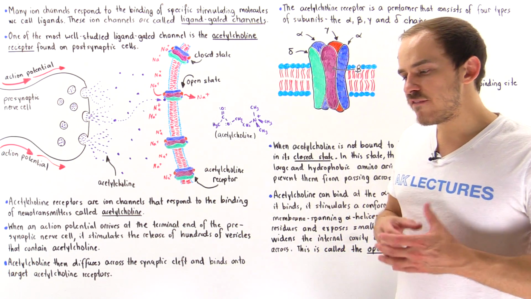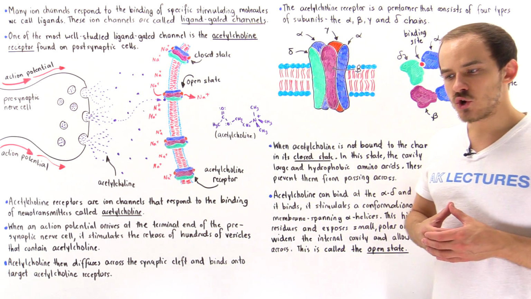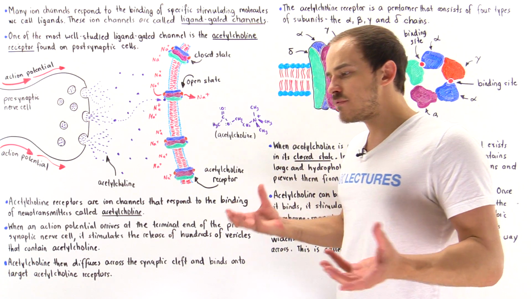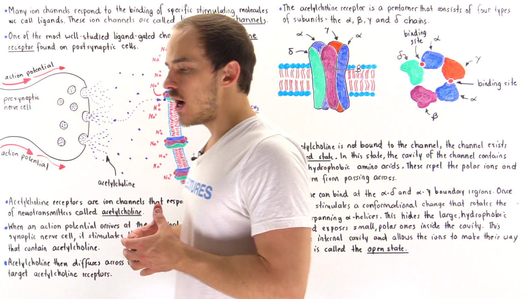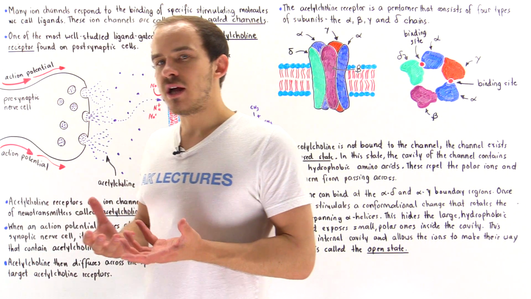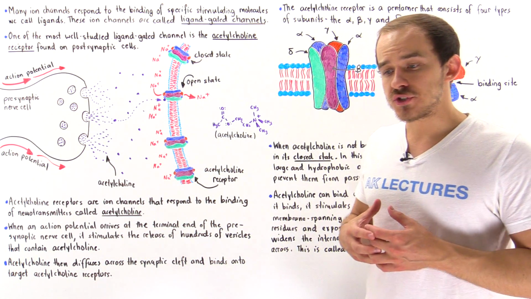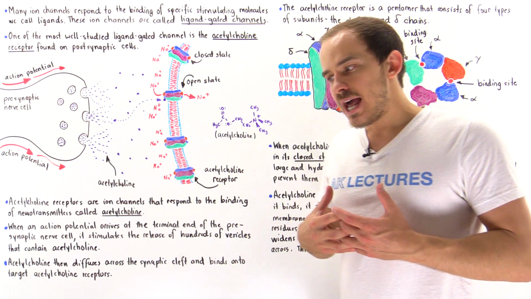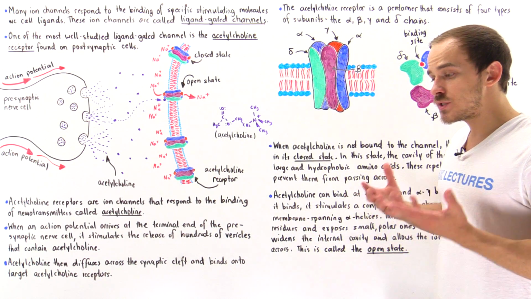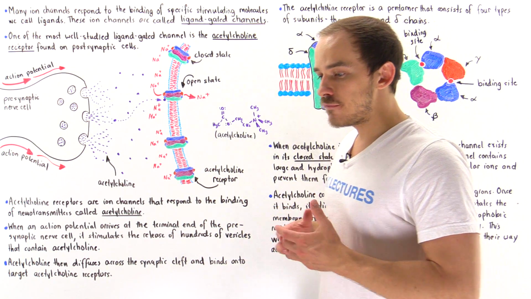Inside our body, we have many different types of ion channels. For instance, we have one type of ion channel we call the voltage-gated ion channel, and this is simply an ion channel that responds to changes in the voltage difference across the cell membrane. Now, many ion channels don't actually respond to changes in the voltage difference.